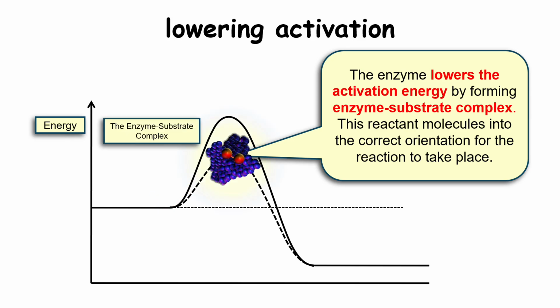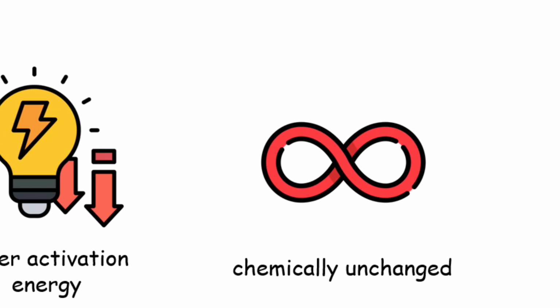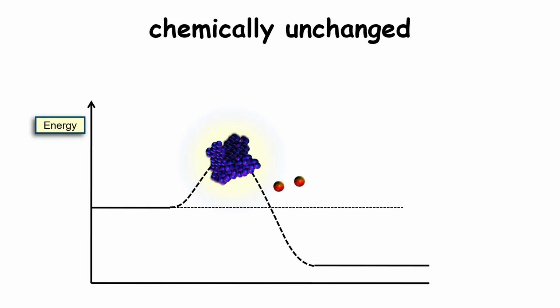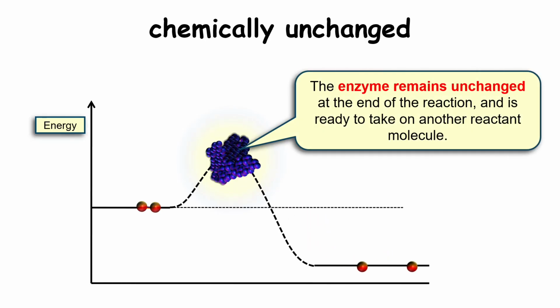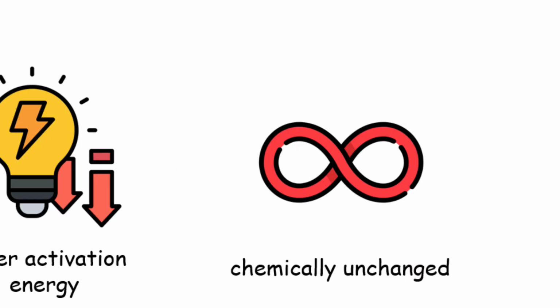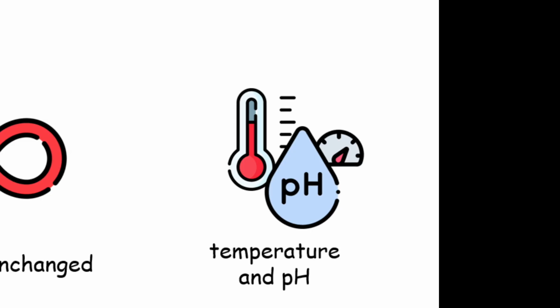Another property of enzymes is that they remain chemically unchanged at the end of the reaction. Therefore, only a small amount of enzymes is needed since they can catalyze many identical reactions. Since enzymes are made of protein, for your O-level syllabus, they are sensitive to changes in temperature and pH.